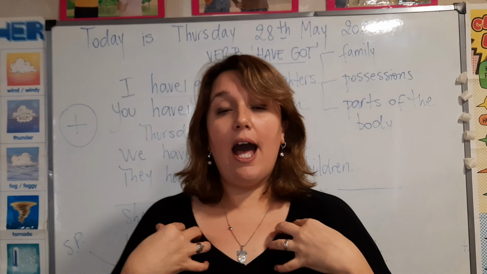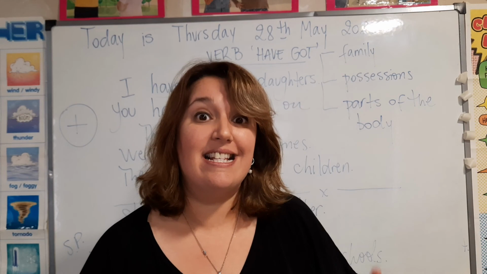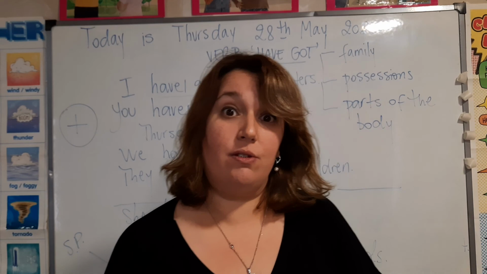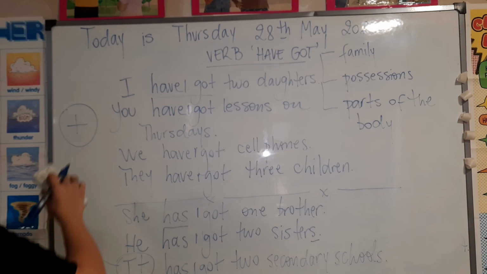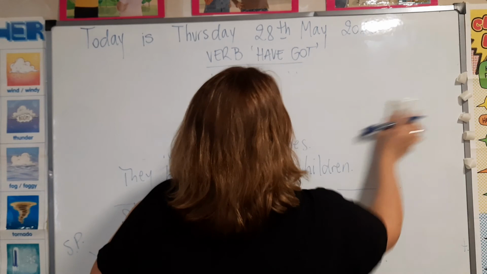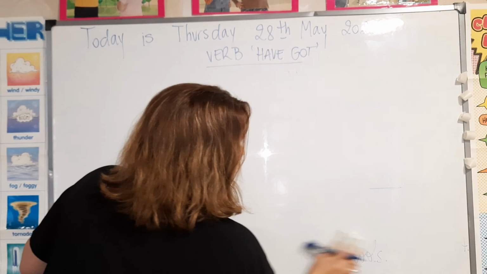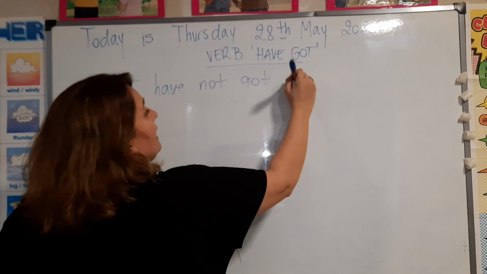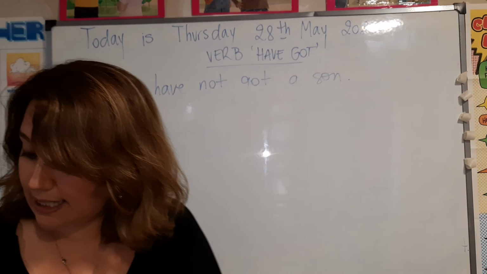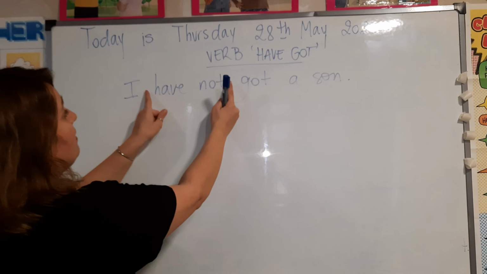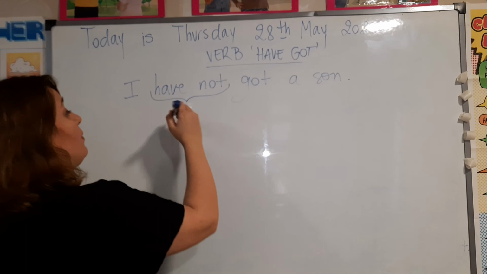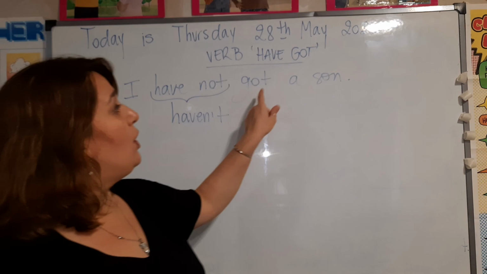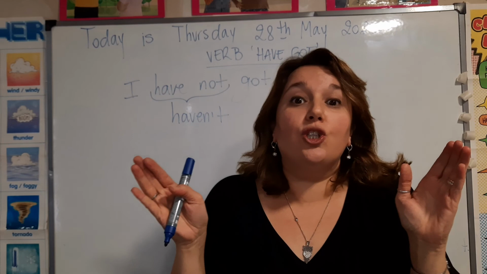In my case, remember, I have got two daughters. I haven't got a son, a son. I haven't got a son. I have got two daughters. So, for the negative, this is a positive. For the negative form of the verb, we use the not. For example, I have not got a son. I have got two daughters. But we can put these two words together and we say haven't. I haven't got a son. The two are correct, but this is the short form.